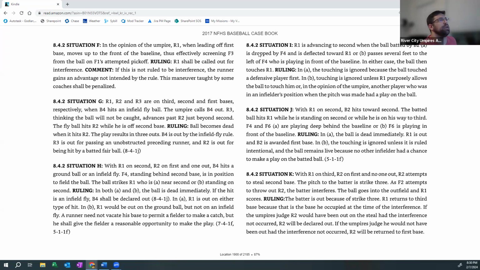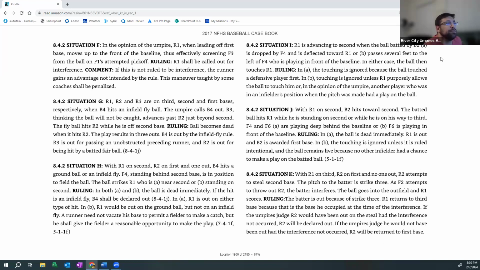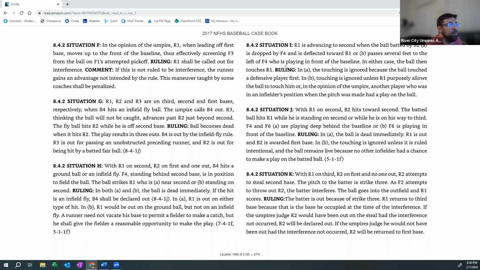Here it is. Okay, 8-4-2 odd. R1 is advancing to second when the batted ball by A2 is dropped by A4 and is deflected to R1, or passes several feet to the left of F4, who's playing in front of the baseline. In either case, the ball then touches the runner. So we're going to ignore A. We're just going to go B. R1 is advancing to second when the batted ball passes several feet to the left of F4, who is playing in front of the baseline. The ball then touches the runner.